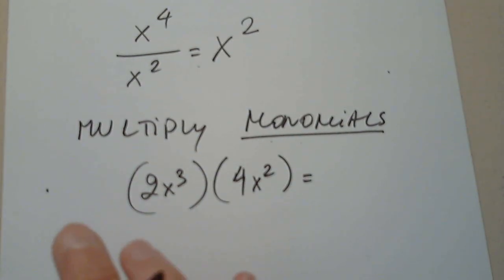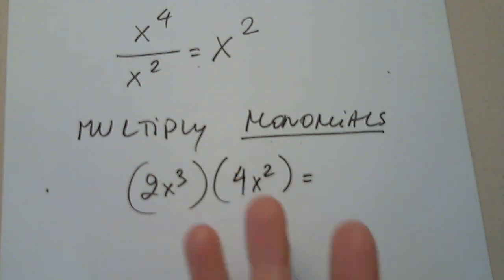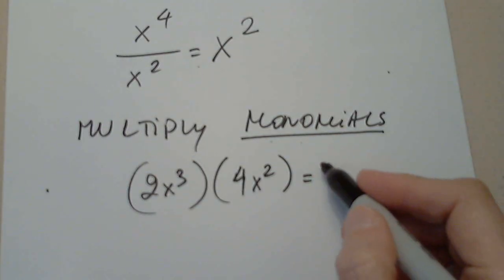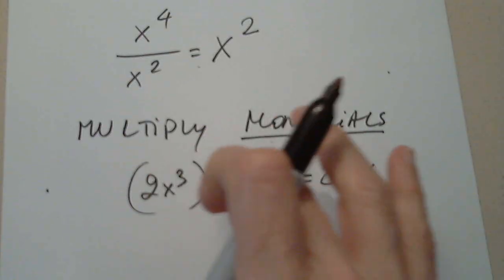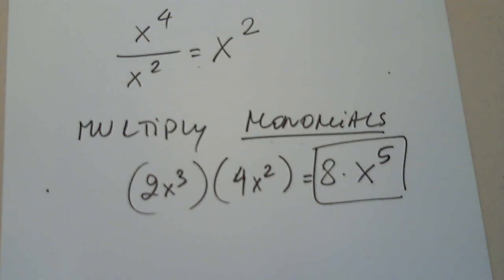So remember the commutative and associative rules. So you can do whatever you want here. You can change the order. They're all factors. 2 times 4 is 8. I copy the base, add the exponents, and I'm done. So that is how I multiply two monomials.